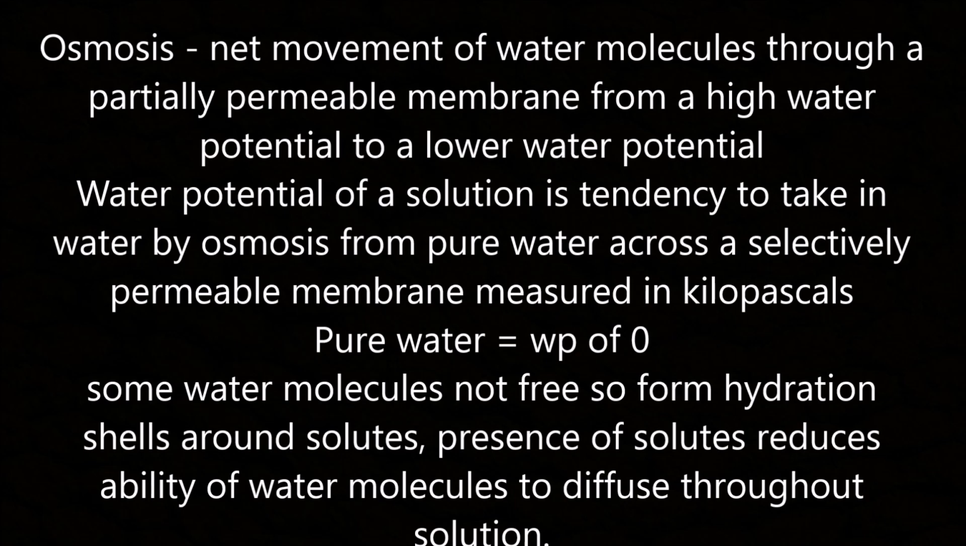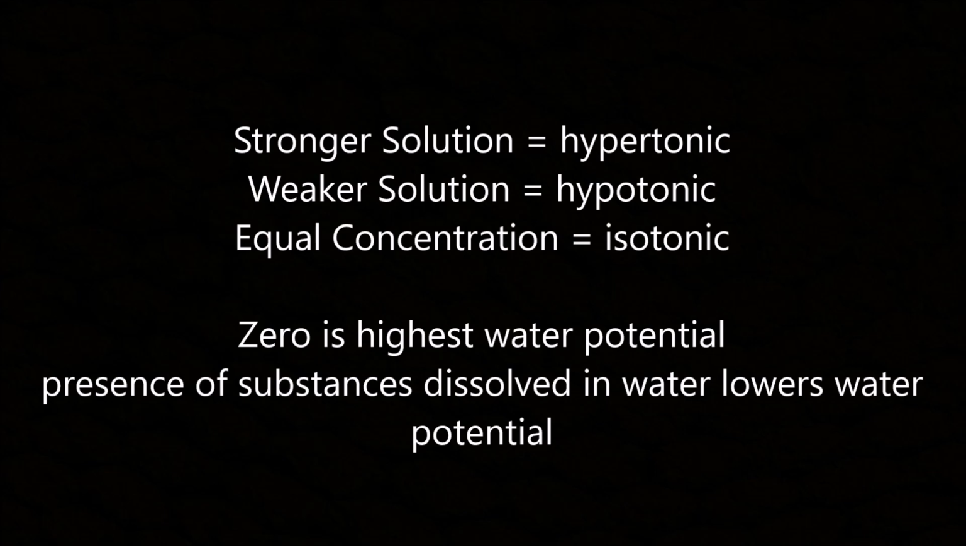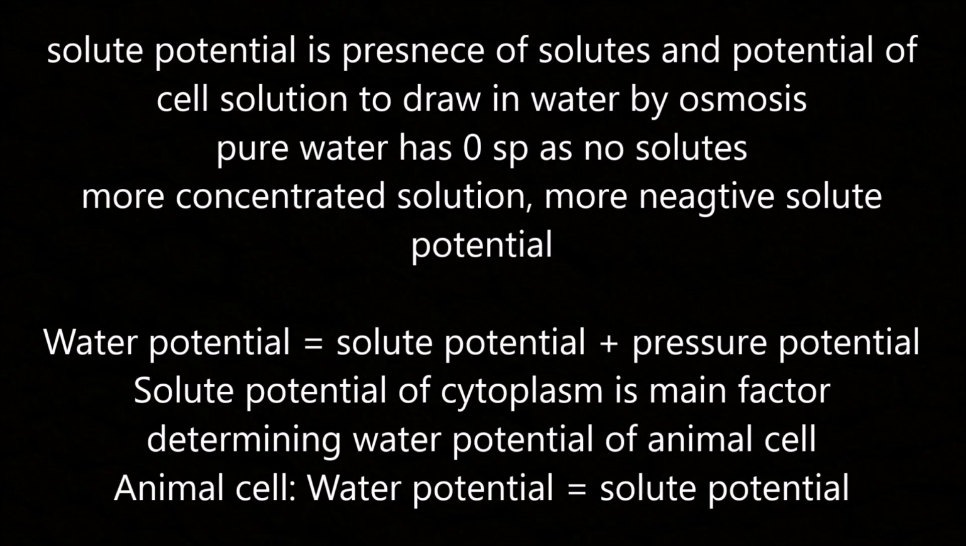A stronger solution is hypertonic, a weaker solution is hypotonic, and an equal concentration is isotonic. 0 is the highest water potential, and the presence of substances dissolved in water lowers the water potential. Solute potential is the effect of solutes on the potential of a cell solution to draw in water by osmosis. So pure water has 0 solute potential as it has no solutes, and the more concentrated the solution, the more negative the solute potential.